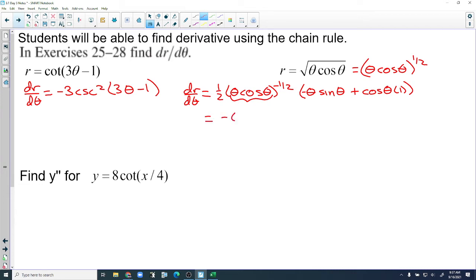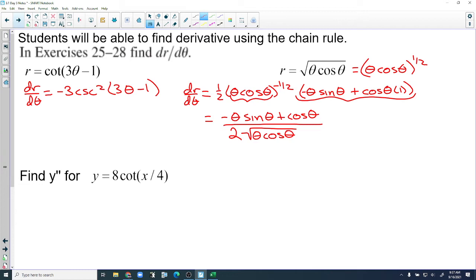On top is going to be negative theta sine of theta plus cosine, over, the 2's already in the denominator. That's to a negative power, so square root of theta cosine theta. So there's the derivative of that one. Give that next, if there's no questions on that one, try to find the second derivative of this function right here.